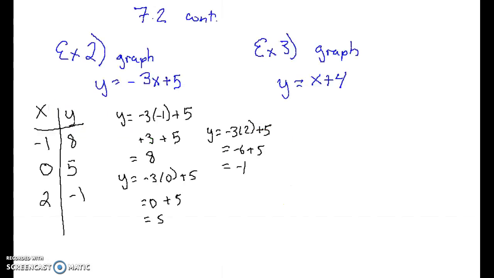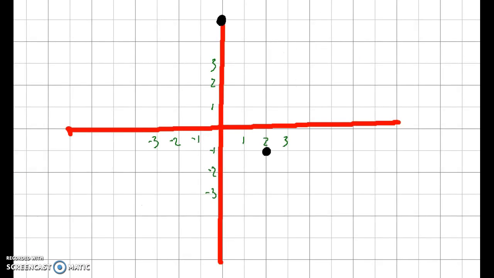And so let's plug in 1. Let's see what happens when I plug in 1. So y is equal to -3 times 1 plus 5. So that'll be a positive 2. So let's plot 1, 2. So 1, 2 right there. So there's our 3 points. Beautiful.